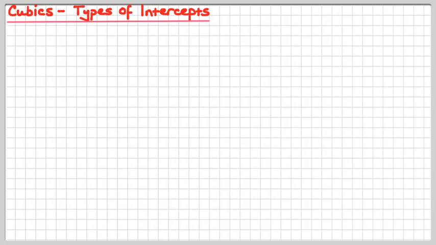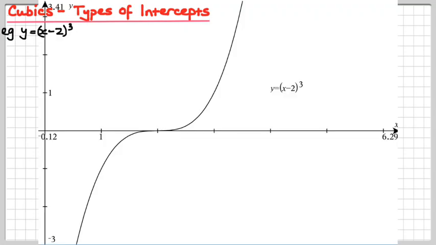Now, okay, so cubics, let's have a look at the types of intercepts of cubics. This is really important too. You would have done this last year, but it's very important that we do it again now so that you can get it.